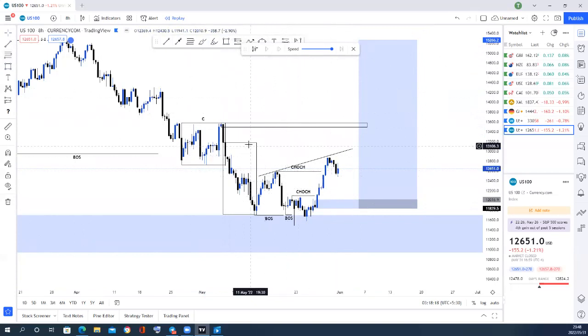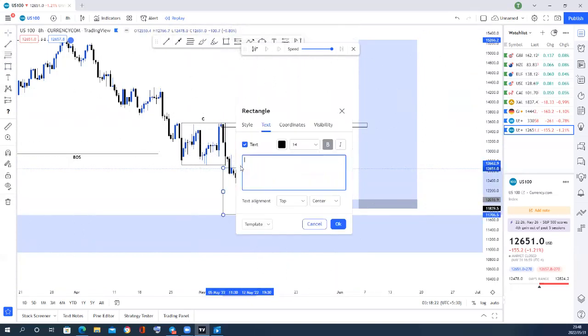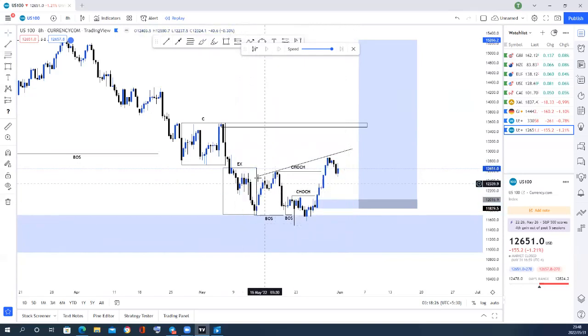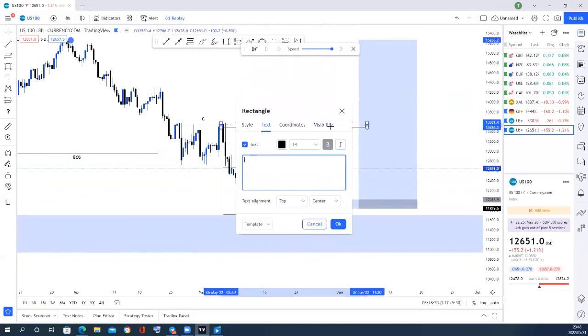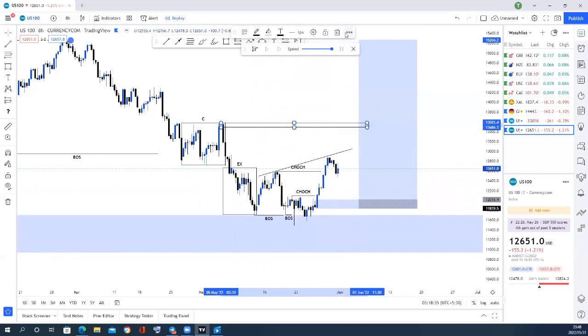So this is the expansion movement. This is the extension here. And then here you're going to have the retracement. This is where the whole retracement of the market is going to happen, which means the market needs to go up to that supply level, which is quite accurate, guys.